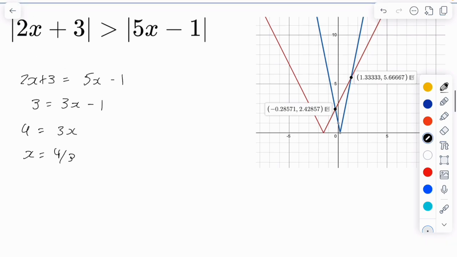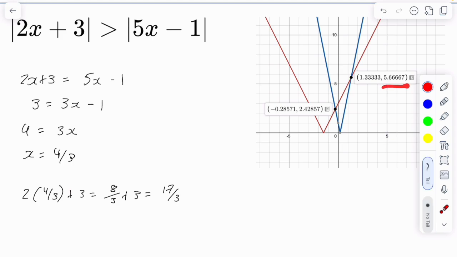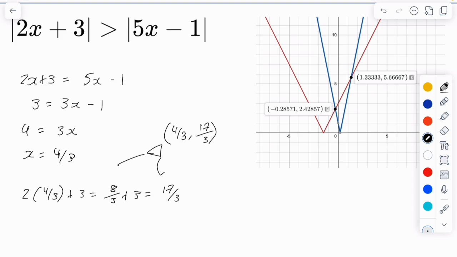If we plug that into 2x plus 3 now, the positive variance, 2 times 4 over 3 plus 3 is equal to 8 over 3 plus 3, okay, which is going to give us 17 over 3, which is the same thing as 5.667. Okay, so that's our first kind of point here. We got 4 over 3, 17 over 3. Fantastic.